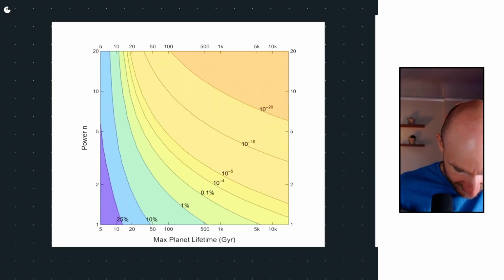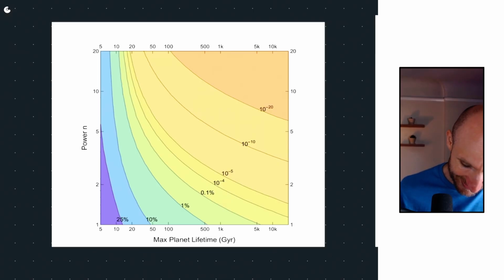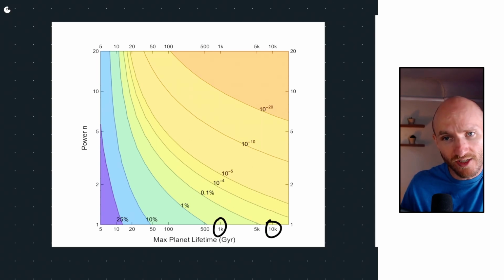And so you can see here this little graph that he has made to show this. What Robin's saying is that the max planet lifetime is 1,000 gigayears, aka a trillion years, 1 to 10 trillion years, which is true for all the red dwarfs.